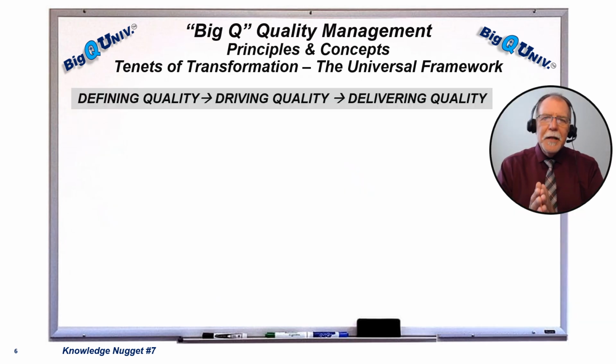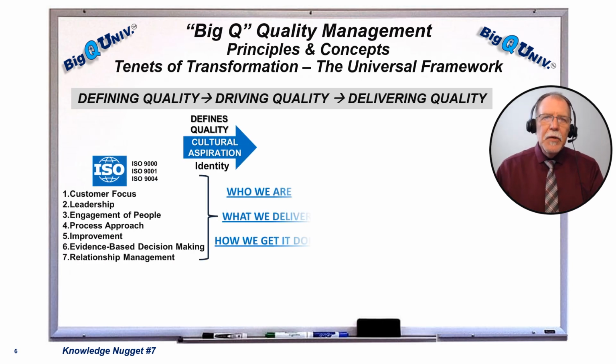This Big Q quality management universal framework of fundamental principles is absolutely imperative for an organization to create something that I call 3D quality. 3D quality is defining quality, driving quality, and delivering quality. I use these fundamental principles to help define quality by creating identity, cultural aspiration around each of these seven fundamental principles. It helps us understand who we are, what we deliver, and how we get it done.